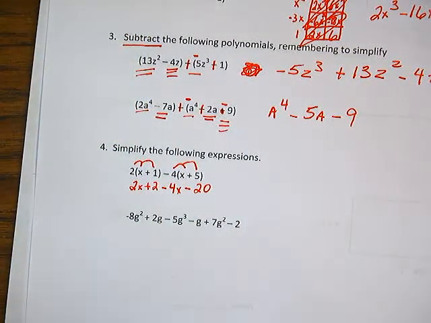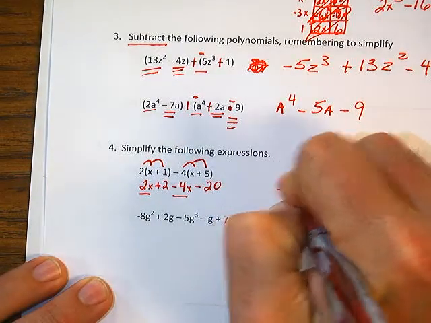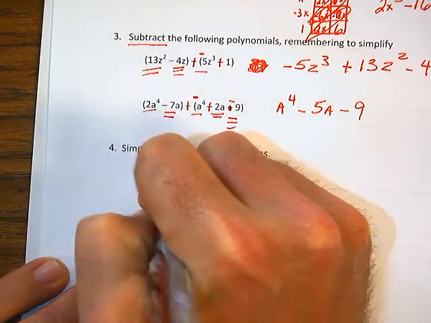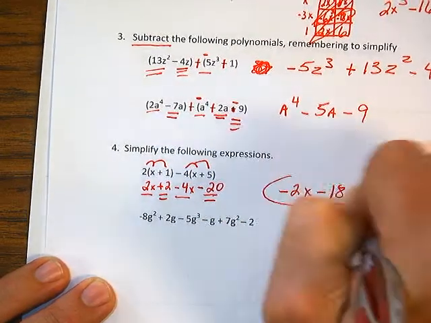I've distributed. Now combine like terms. 2x minus 4x is negative 2x. And 2 minus 20 is negative 18. That's simplified.